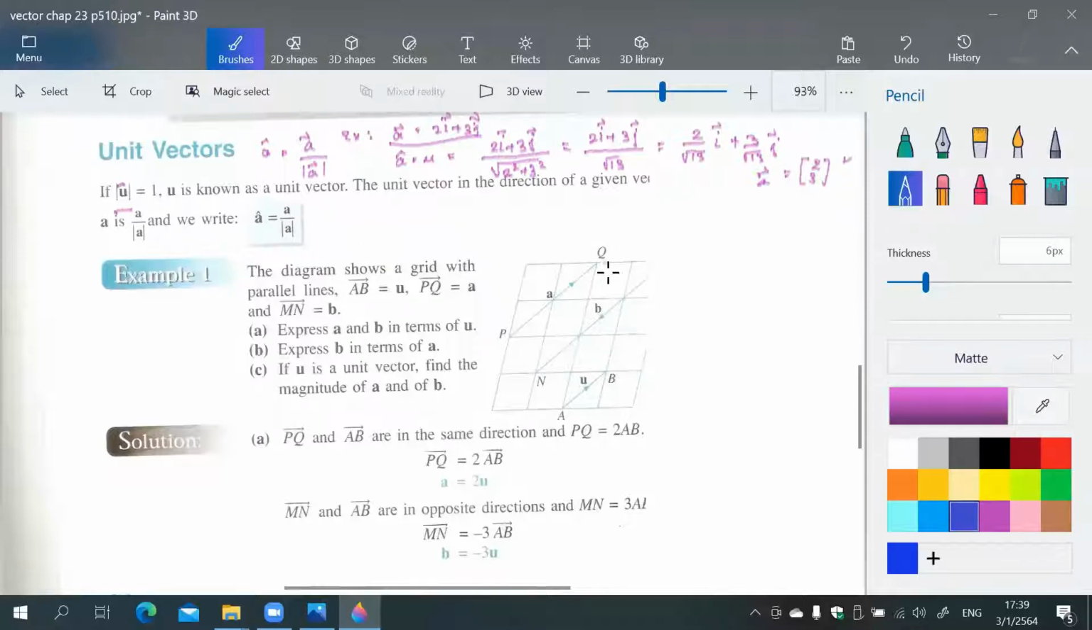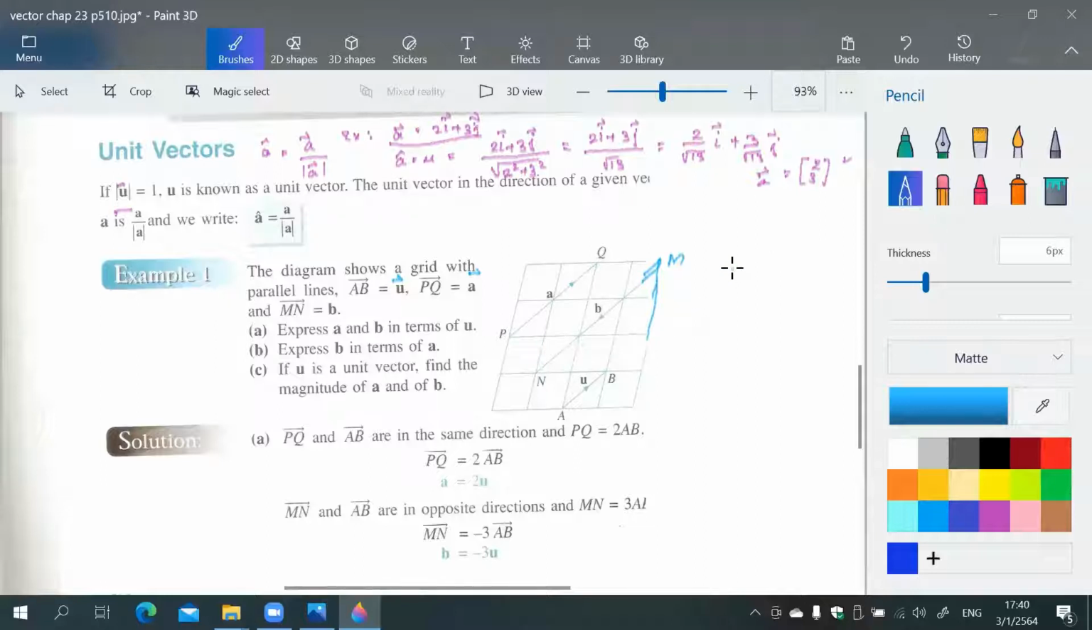Now we see the example for the unit vector. The diagram shows a grid with parallel lines. Vector AB equals vector u. Don't forget to put the little hat when you do the work. PQ here equals vector a. And M or N is missing, so it should be somewhere around here on the grid.